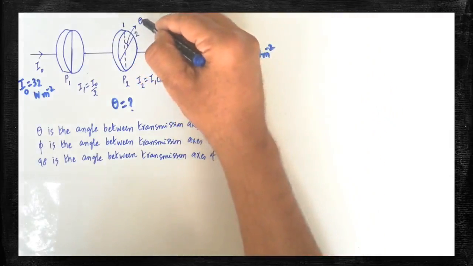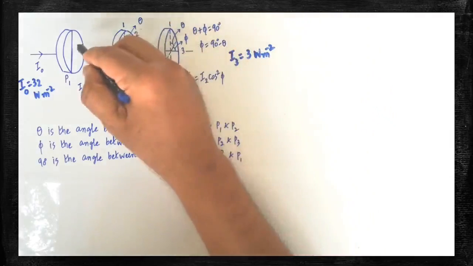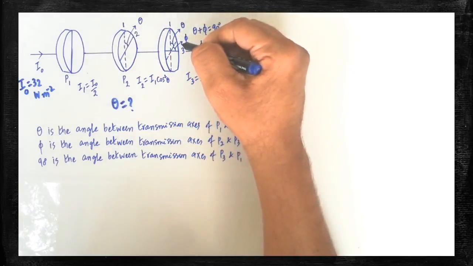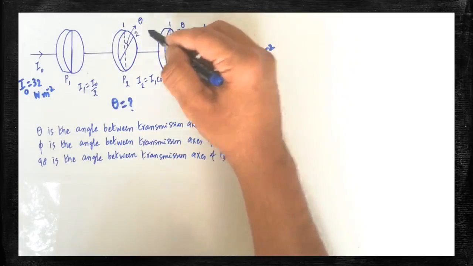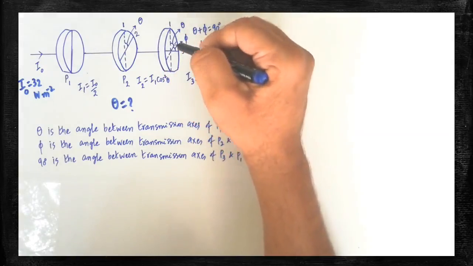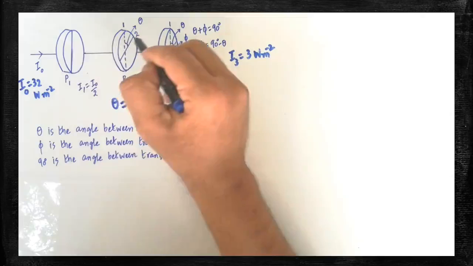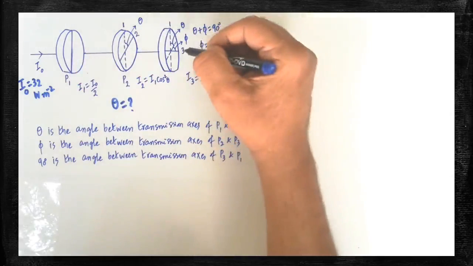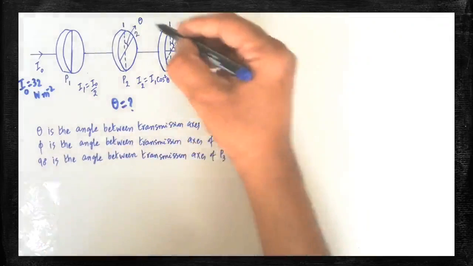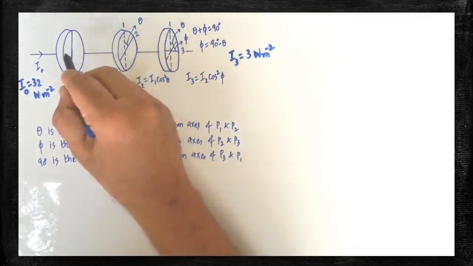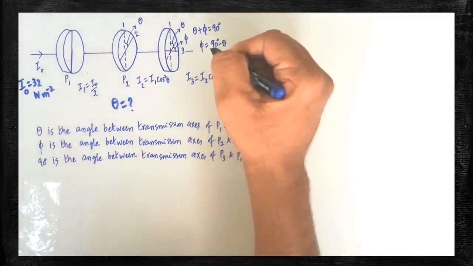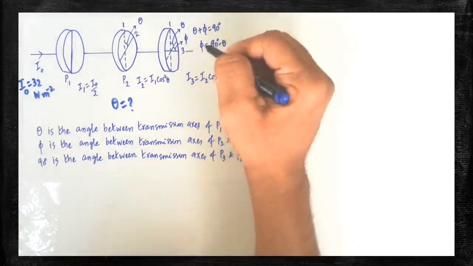Here, theta is the angle between the transmission axis of the first Polaroid and the second Polaroid. And pi is the angle between the transmission axis of the second Polaroid and the third Polaroid. And according to the problem, the angle between the transmission axis of the first Polaroid and the third Polaroid is 90. Are you clear? How much? 90. In between this line and this line, the angle is 90 degree. Both are perpendicular to one another.